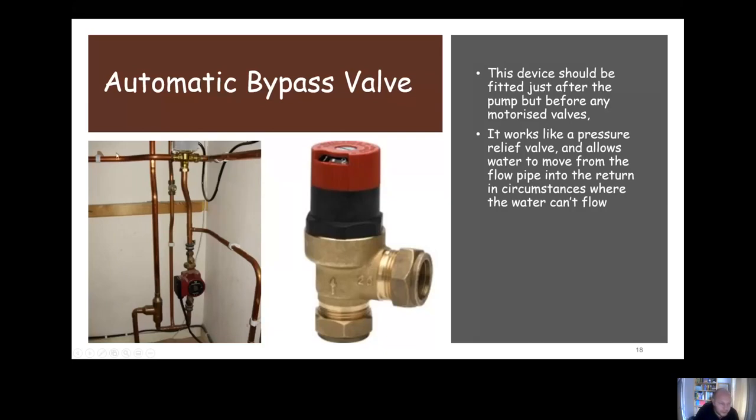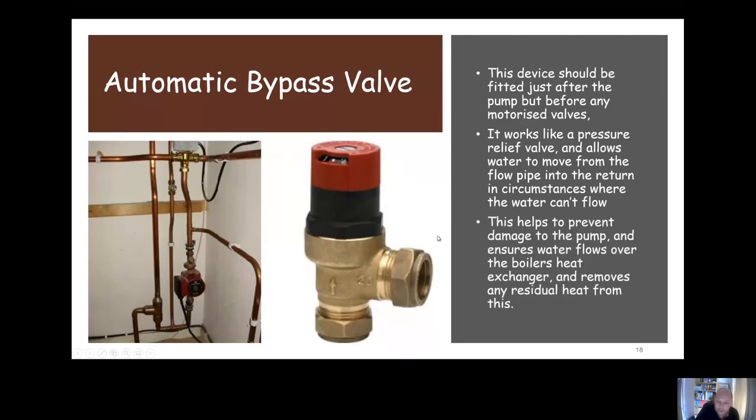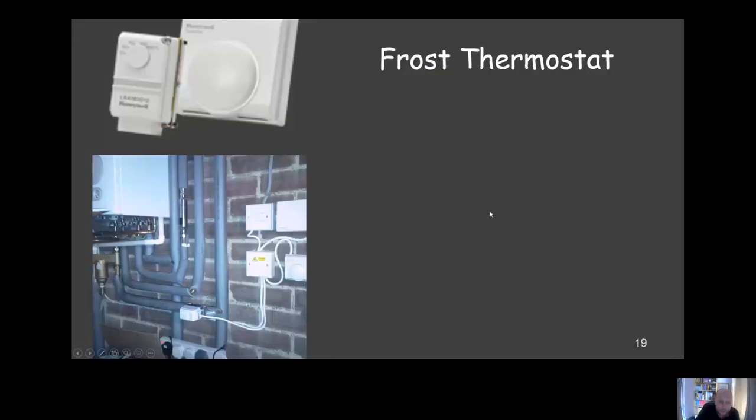If we have these valves closed, for example, the water's trying to pump, it's going to create an increase in pressure, and it will cause the bypass valve to open, and the water will then flow from the flow into the return, and take that extra excess heat out of the heat exchanger in the boiler. So the bypass helps prevent damage to the pump, and the pump overrun facility helps prevent damage to the boiler.